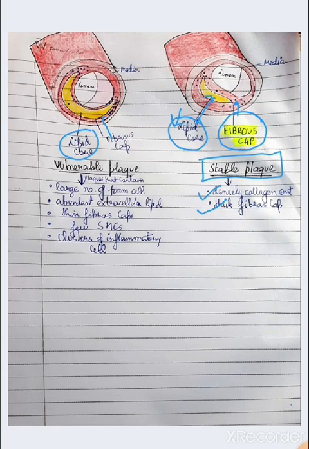Now, the vulnerable plaques contain a large number of foam cells, abundant extracellular lipid, thin fibrous caps, few smooth muscle cells, and clusters of inflammatory cells. Here you can see these cells, these are inflammatory cells. And that was about atherosclerosis.